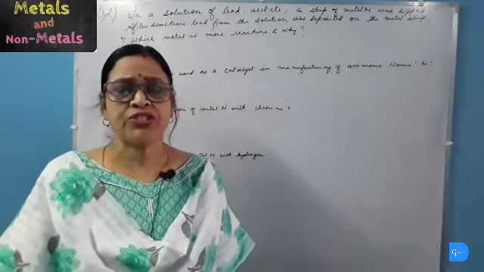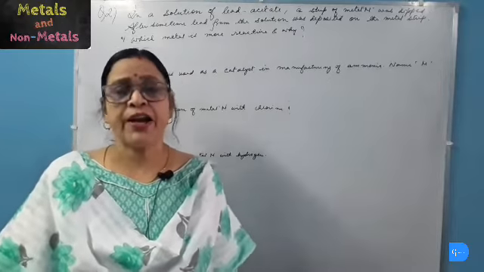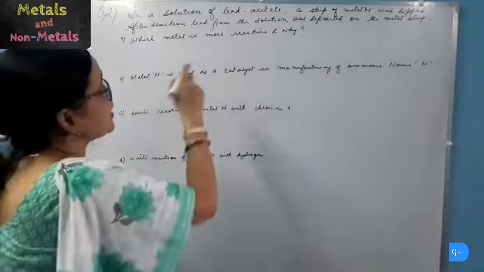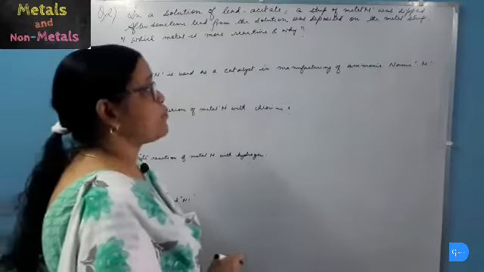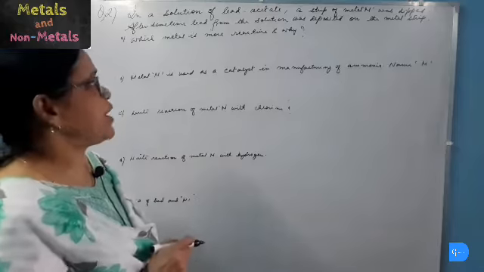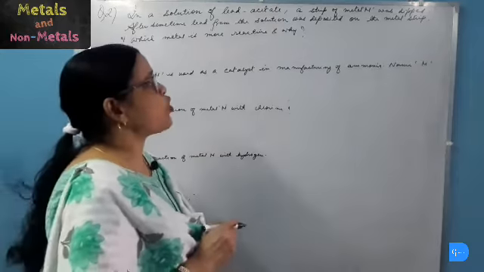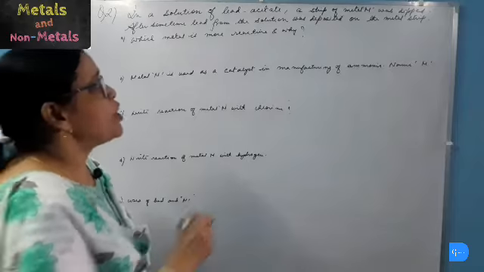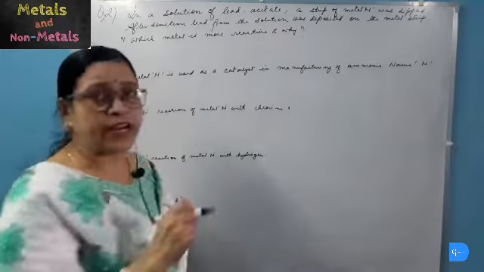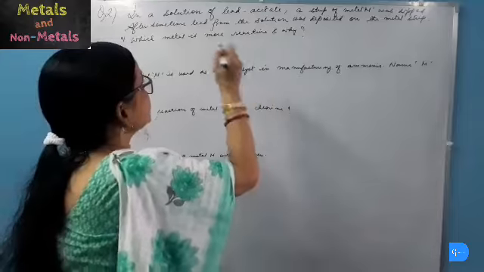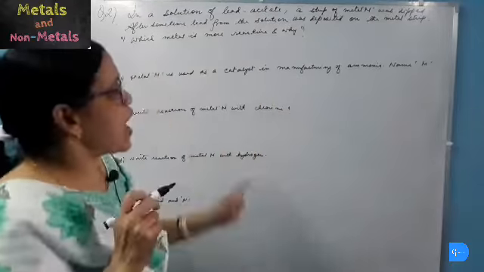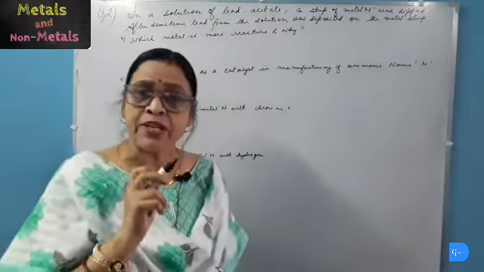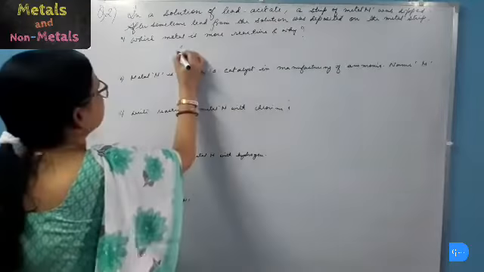Here is an important question from metal and non-metal regarding reaction of metal with chlorine and hydrogen. In a solution of lead acetate, a strip of metal M was dipped. After some time, lead from the solution was deposited on the metal strip. Which metal is more reactive and why? Metal M is more reactive than lead because metal M displaces lead from lead acetate solution and metal M forms its own salt solution. So metal M is more reactive than lead.